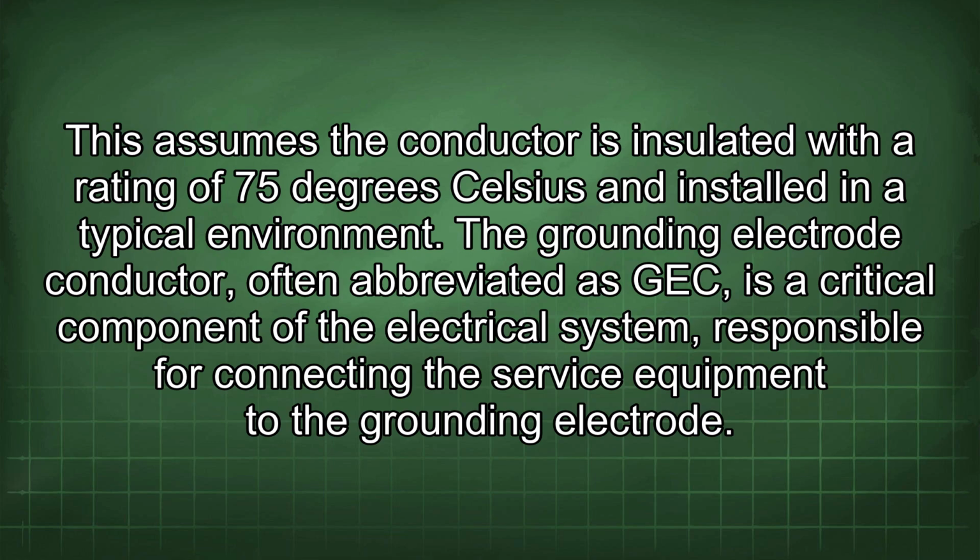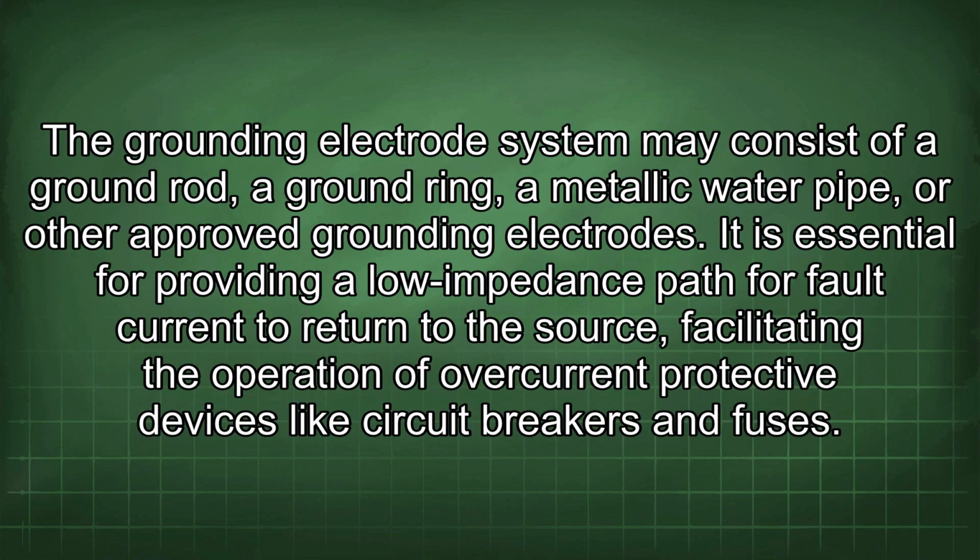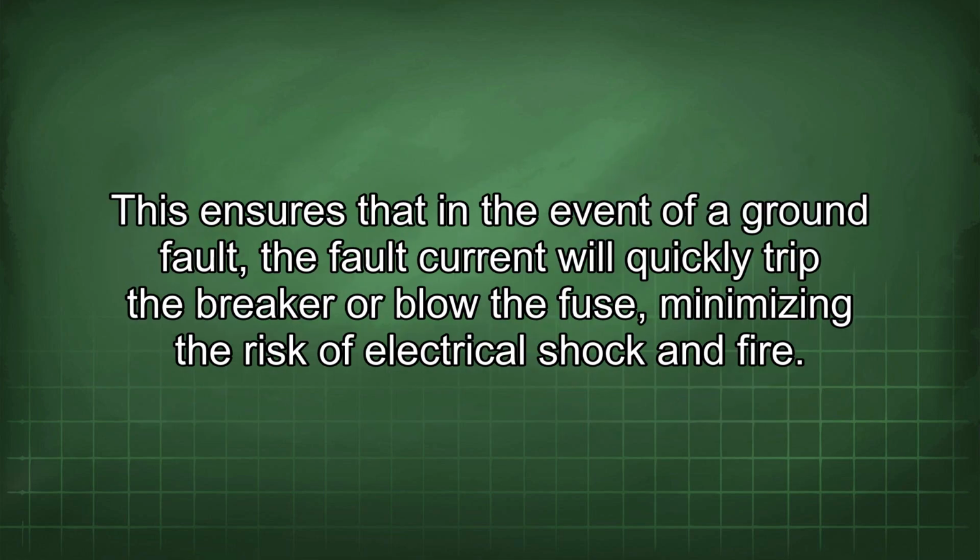The grounding electrode conductor, often abbreviated as GEC, is a critical component of the electrical system responsible for connecting the service equipment to the grounding electrode. The grounding electrode system may consist of a ground rod, a ground ring, a metallic water pipe, or other approved grounding electrodes. It is essential for providing a low impedance path for fault current to return to the source, facilitating the operation of overcurrent protective devices like circuit breakers and fuses. This ensures that in the event of a ground fault, the fault current will quickly trip the breaker or blow the fuse, minimizing the risk of electrical shock and fire.